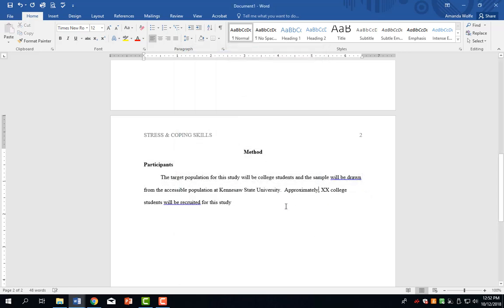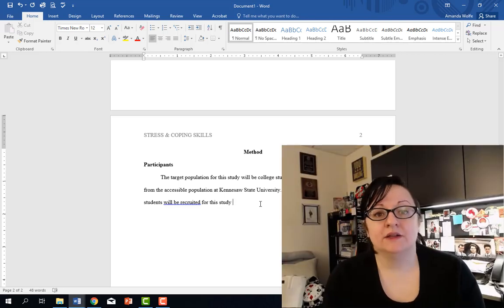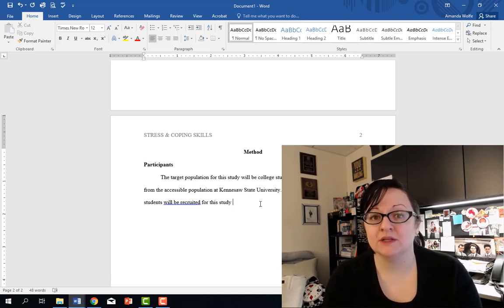Now the next piece is I need to figure out how many people are going to be in my study. This is not a number that you draw out of the air. There are two ways to support a sample size. The first is to do a power analysis to find out what is the minimum number of humans that's required for your statistical test. But that's just a minimum. You would always want to recruit more than that.